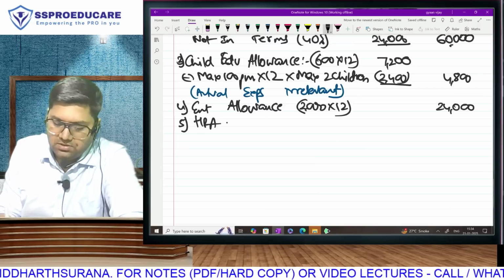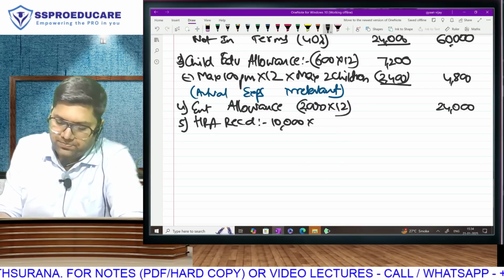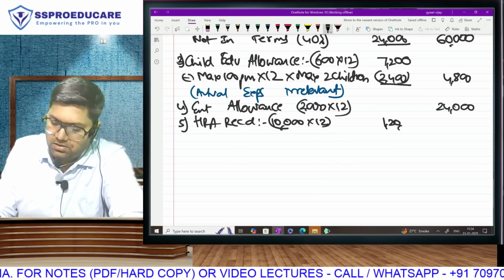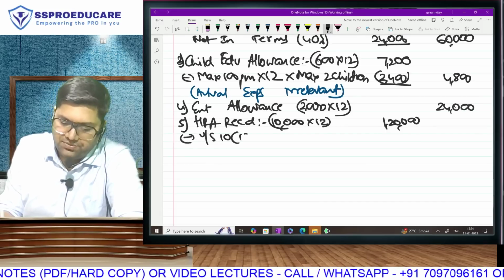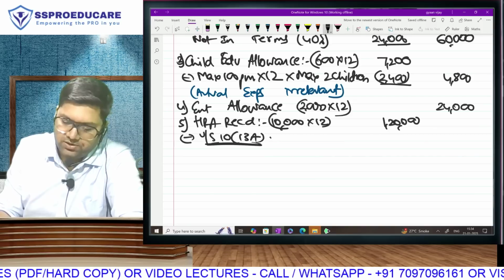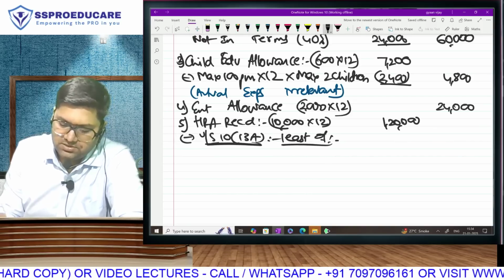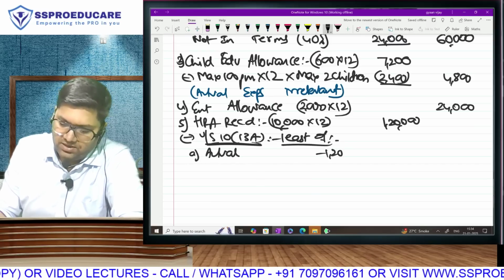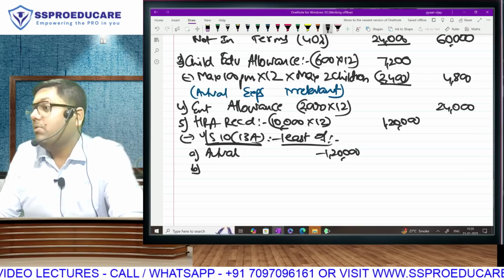HRA received. How much? 10,000 per month. Total 120. Inner or outer? Because here we have some exemption under section 10(13)(a), which is going to be the least of the following. Anyone remembers the limits? 1. Actual. Actual is how much? 1,20,000. 2. 50 or 40 percent.